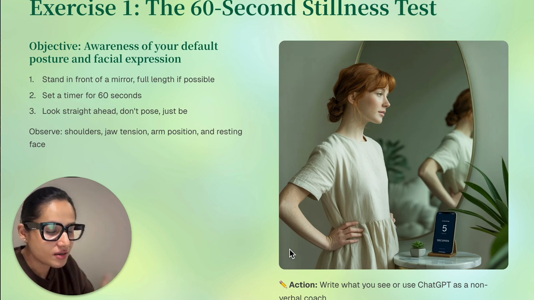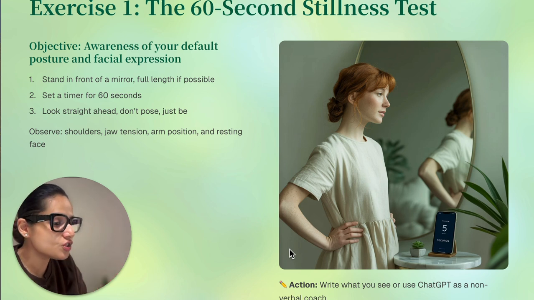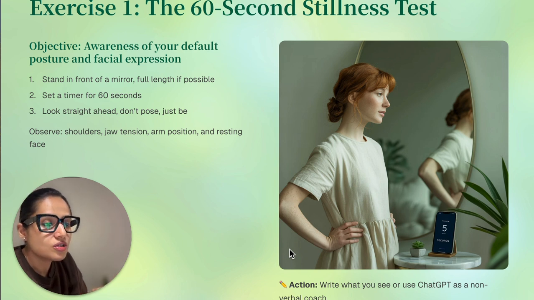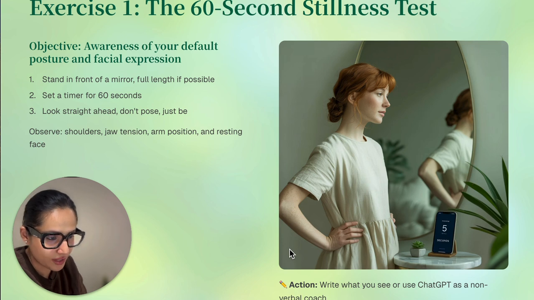Now observe. Are your shoulders balanced or are they slouched? Is your jaw tense? Are your arms hanging freely or are you clamped, just restricting yourself? What's your resting face saying? Is it calm? Are you anxious? Do you look a little irritated, or have a closed face, not ready to have a discussion? Whatever you notice, do not judge yourself. Just write everything down in a notebook.